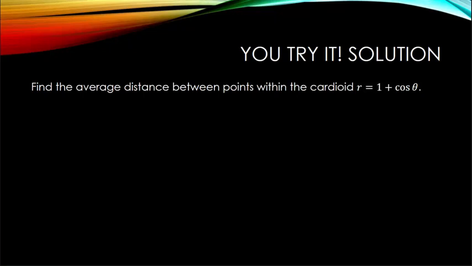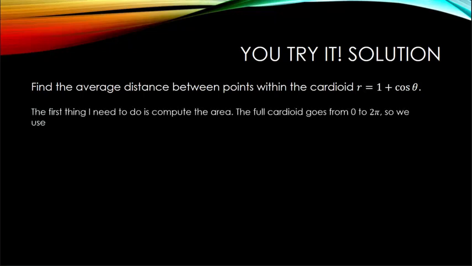In order to find the average distance between points within the cardioid given by r is equal to 1 plus cosine theta, I first need to compute the area. A full cardioid starts at 0 and goes to 2 pi. So I'm going to compute the area using my double integral over the region R of dA. This becomes the iterated integral from 0 to 2 pi of the integral from 0 to 1 plus cosine theta of r dr d theta.